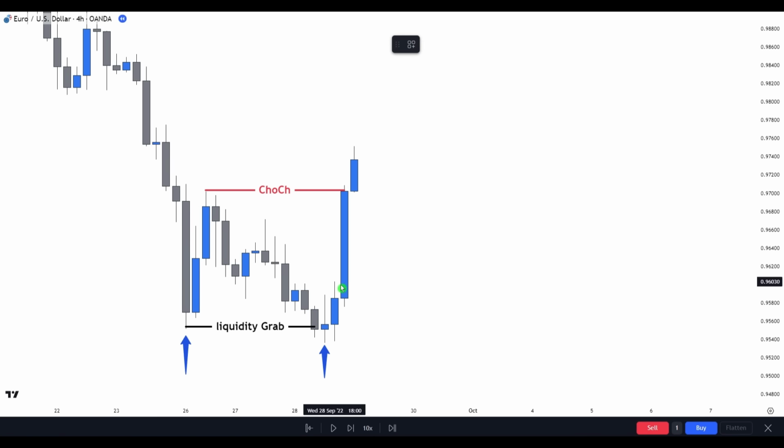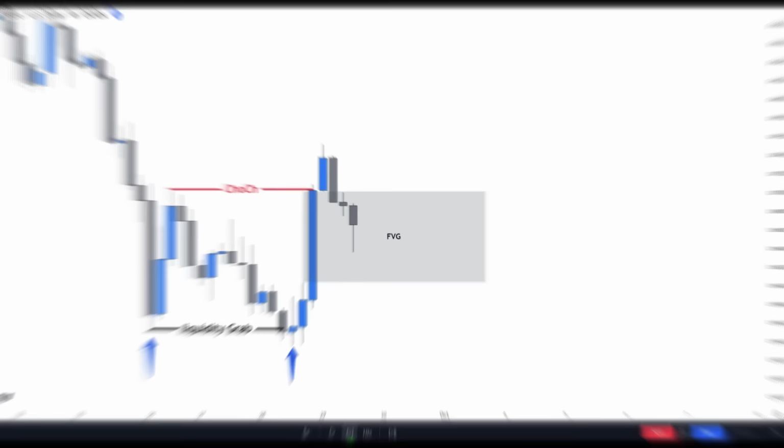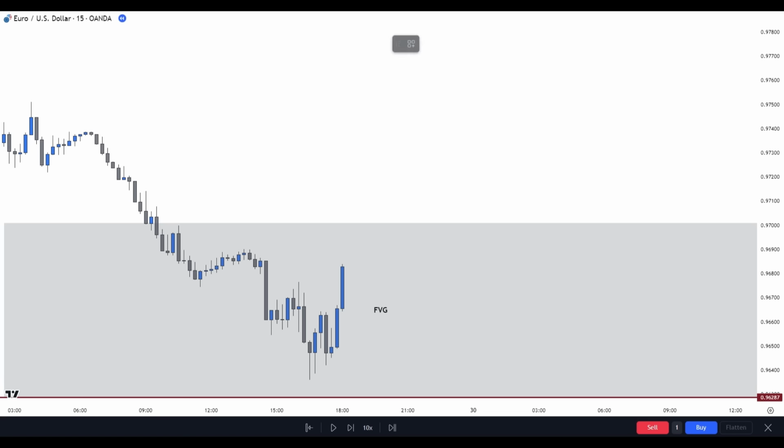Now, we can identify a significant fair value gap on the chart, presenting a potential long trading opportunity. We will patiently wait for the price to return to this gap area, and then zoom into the 15-minute chart to enter long positions. On the 15-minute chart, we can see that the market has made a change of character, signaling that the short-term downtrend is over and the price can continue pushing upwards.